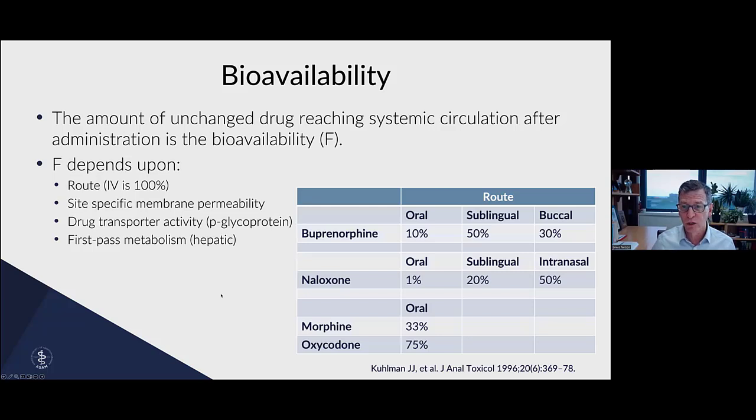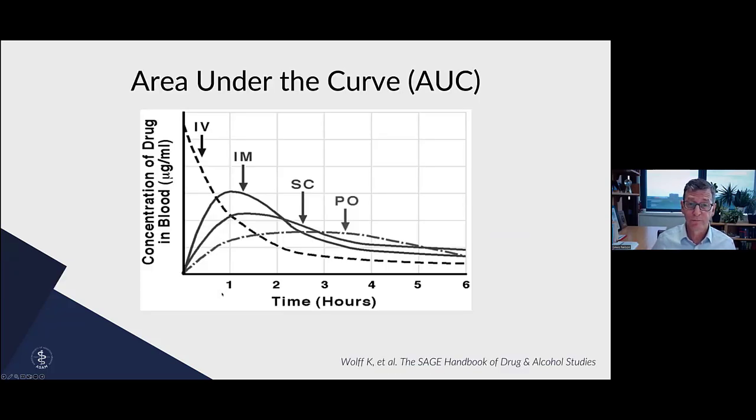So we'll give more of a drug by an unfavorable route than we would if we gave it by a favorable route. Just as an example, an 8 milligram buprenorphine dose given under the tongue is probably equivalent to about 0.3 milligrams given IV. And we use IV buprenorphine in our clinical practice.